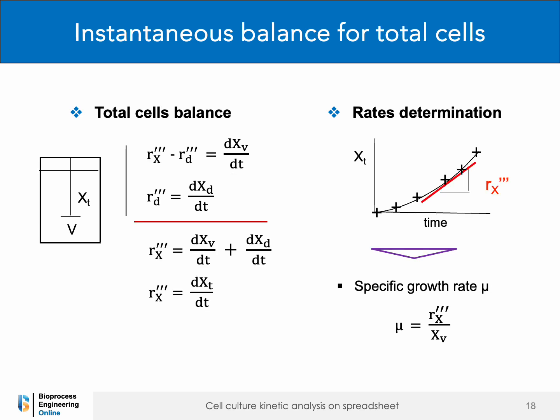The total cell balance is obtained by adding the two previous viable and dead cells balance relations. This yields the relation Rx''' = dXv/dt + dXd/dt, or Rx''' = dXt/dt. According to this relation, at any time, the volumetric growth rate Rx''' is equal to the time derivative of the total cell concentration Xt, which corresponds to the slope of the tangent to the total cell concentration variation curve. The specific growth rate mu in day^-1 is then calculated by dividing the volumetric rate Rx''' by the viable cell density.